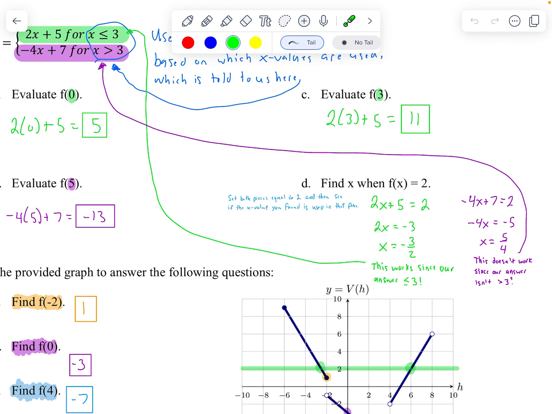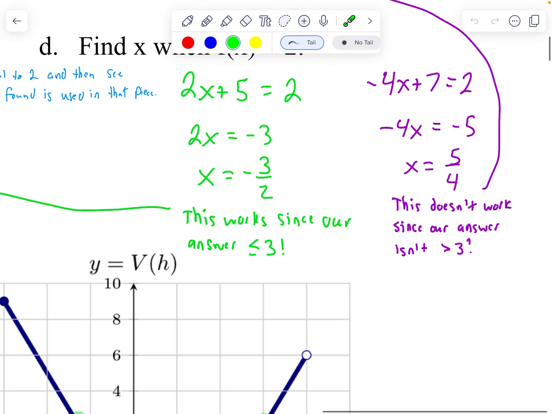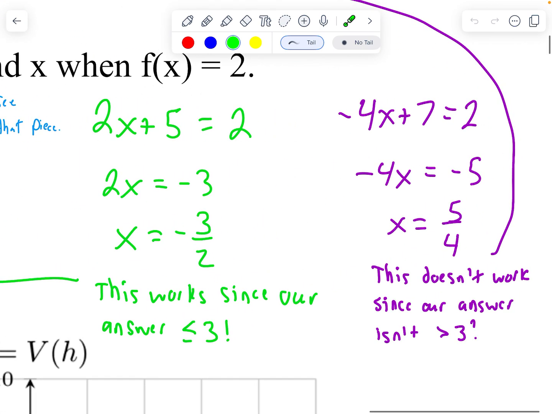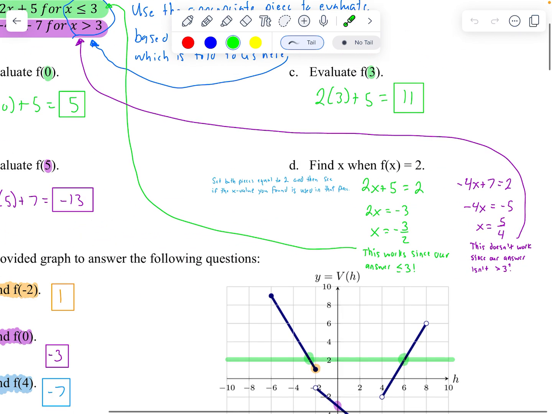The purple one, we have 5/4. If 5/4 is greater than 3, then we can use 5/4, but it's not greater than 3. So this doesn't work as a solution. So we don't actually get to use that, but you do have to find it and see if it can be used. It is possible to have both of them work. Oh, actually, no, sorry. It's not possible to have both of them work because then it wouldn't be a function. So if you know one works, then the other doesn't. But I want to see you checking them both to make sure.